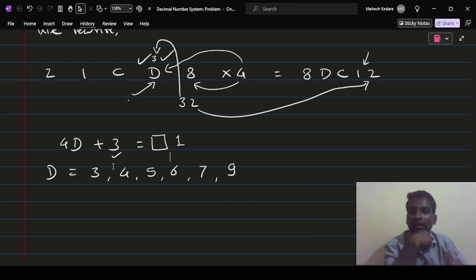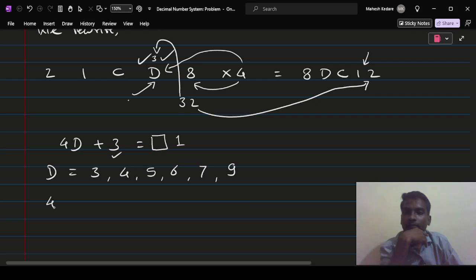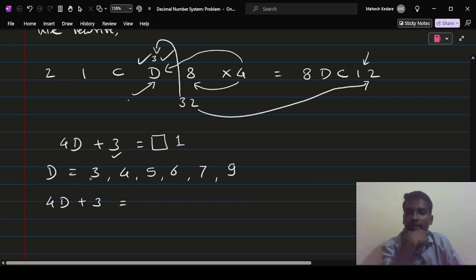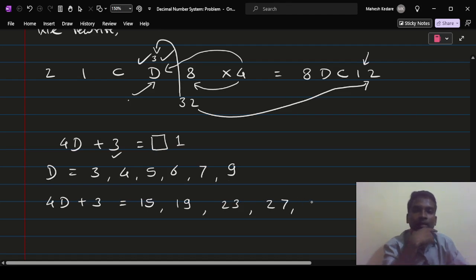Possible choices for D are written here. D can be either 3 or 4 or 5 or 6 and so on. So similarly, we can calculate 4D plus 3 using these choices for D. When D is 3, it gives us 15. When D is 4, it gives us 19 for 4D plus 3. When D is 5, it is 23. When it is 6, it is 27. When D is 7, we get 31. And when D is 9, we get 39.